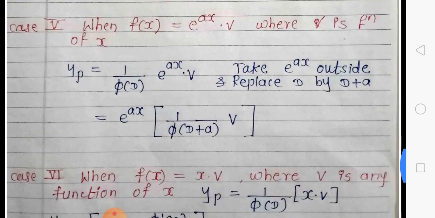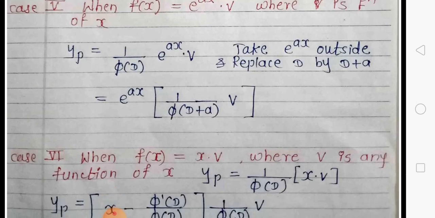The next case is case 5, when the function f of x is equal to e raised to x into v, where v is a function of x. Here we find the particular integral. Always we write 1 upon phi of d into e raised to x into v, that is 1 upon phi of d into f of x. Here f of x is e raised to x into v. If the function is in the form e raised to x into v, always we take e raised to x outside and replace d by d plus a.